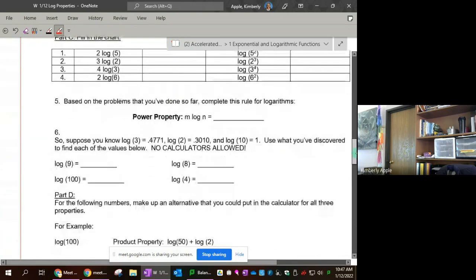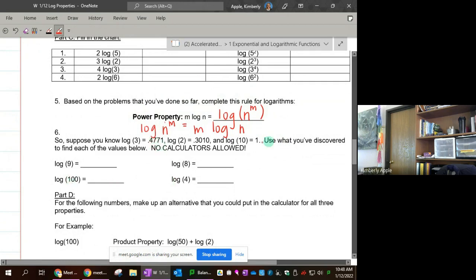Okay, let's do the power property. The power property just takes the power and swings it up into the argument, so this would actually be n to the m power. And effectively what happens is this power just swings down in front of the logarithm. It just goes whoop, just like that. So if you had the log of some number to a power, you would rewrite that as m times the log of that number.